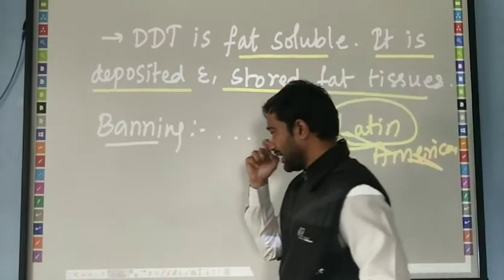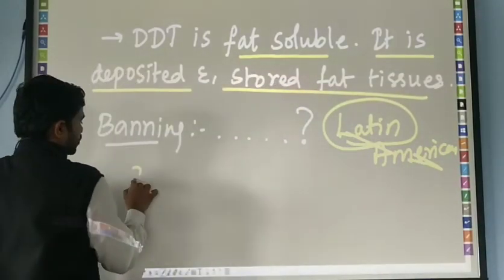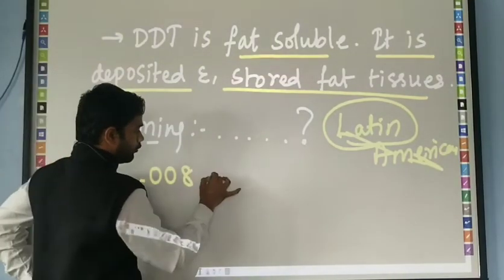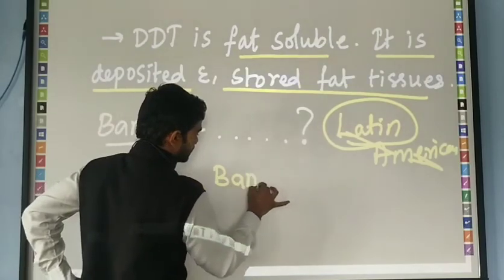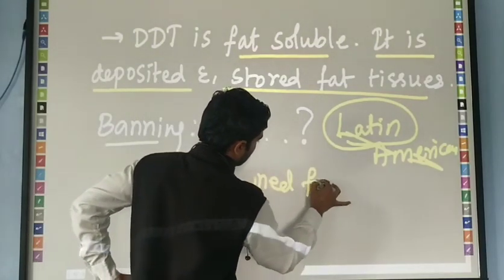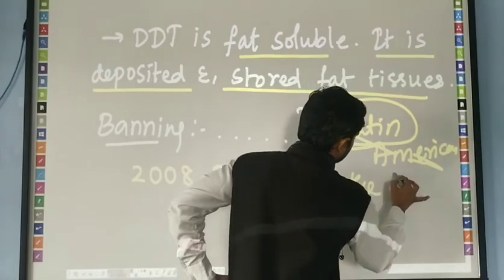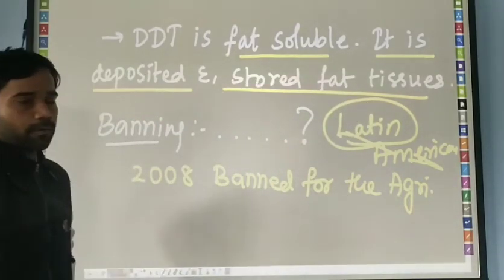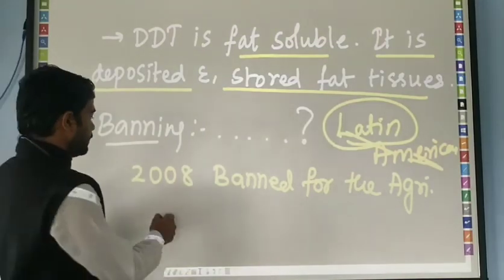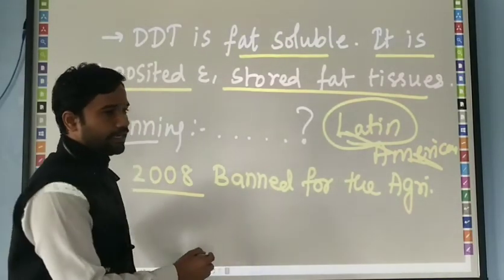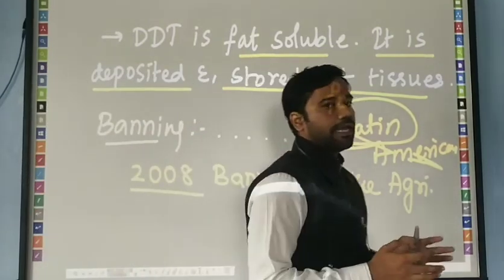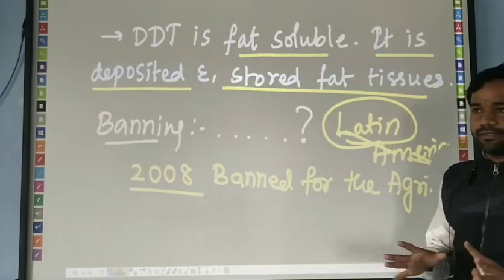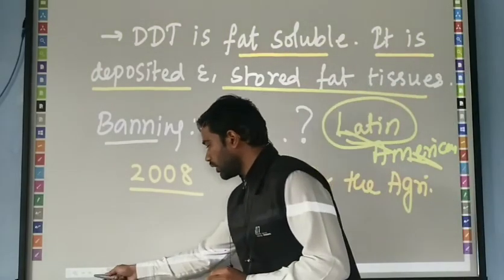What about India? In India, in 2008, it was banned for agriculture purposes only, but nowadays it is extensively used as an insecticide. It is one of the dangerous polyhalogen compounds.